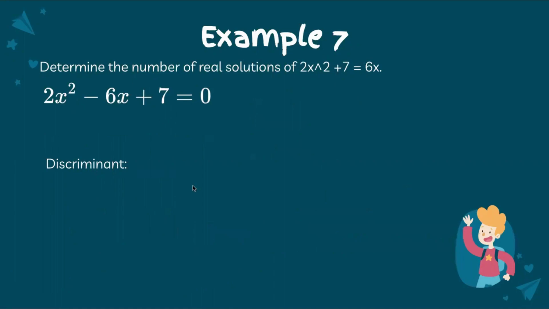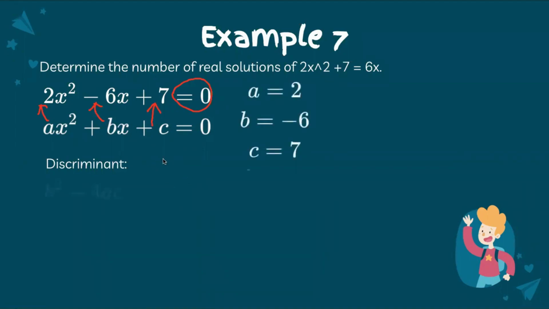Here is another example. We have the quadratic equation 2x squared minus 6x plus 7 equals 0. Again, our quadratic equation is already equal to 0, so we can go ahead and identify our a, b, and c values. In this case, the a value is positive 2, b value is negative 6, and c value is positive 7.